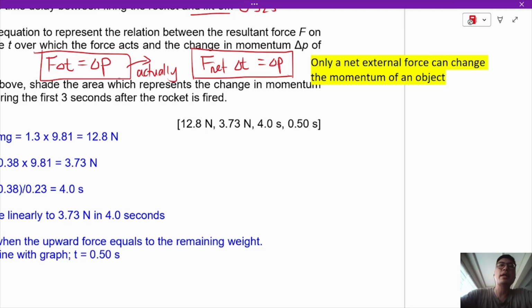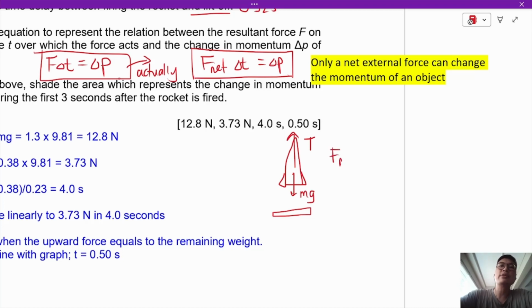So what do you mean by net external force? Okay, so here are the forces acting on the rocket. When the rocket has lifted off the platform, there will be a thrust on the rocket, T, and then there will be a weight of the rocket, mg.